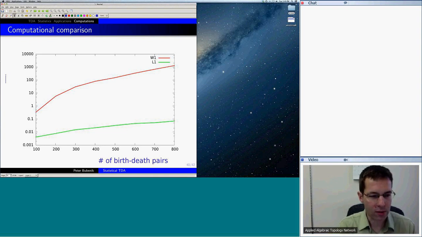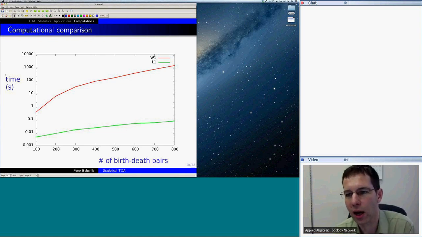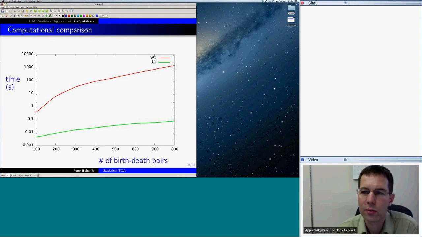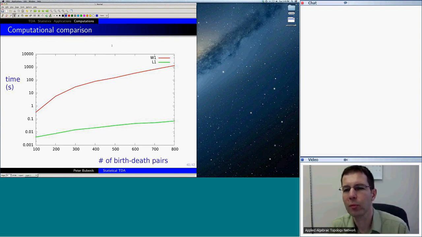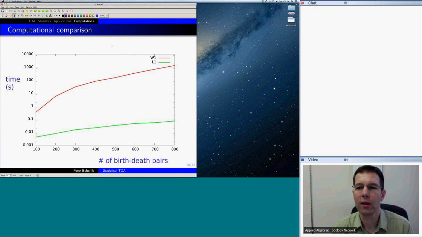And on the other axis we have time in seconds, the computation time using state-of-the-art algorithms for calculating Wasserstein distance, and Pavel's code for landscape distance. There's a huge speed up from using landscape distance. Similar graphs show the Wasserstein distance and the landscape distance, or the bottleneck distance and the landscape distance.